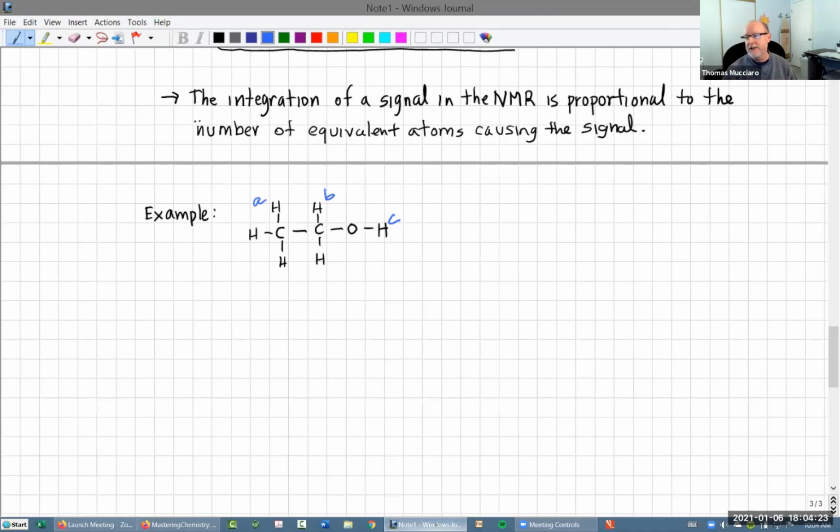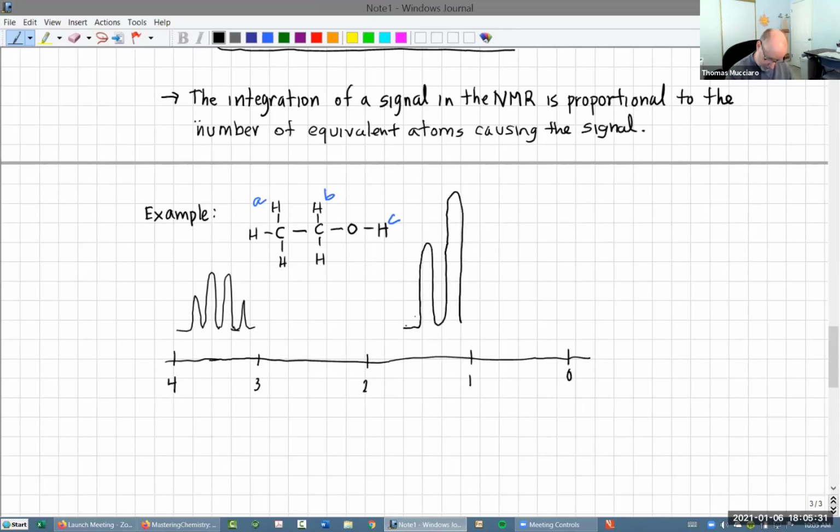So I was going to give you an example of integration, and I don't know why I got lost. So I've already written it out. This is a really simple molecule. It's ethanol, right? There's 3 sets of equivalent hydrogens. Let me just sketch what the NMR would look like for this. Not going to be perfect, but it'll be close. I'm sort of trying to exaggerate here, or really show it.